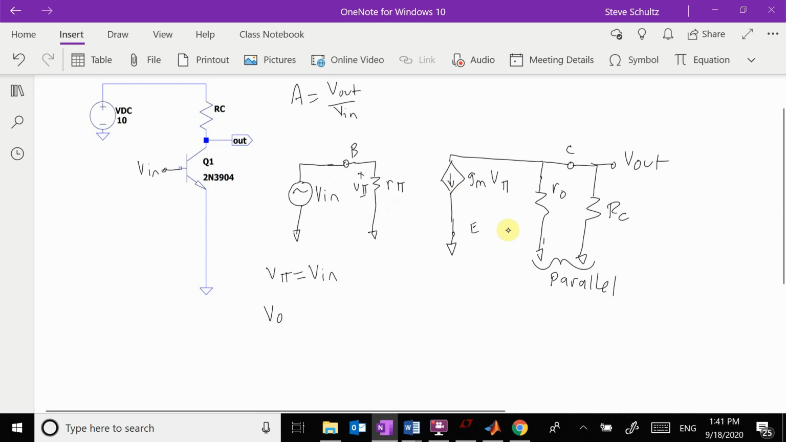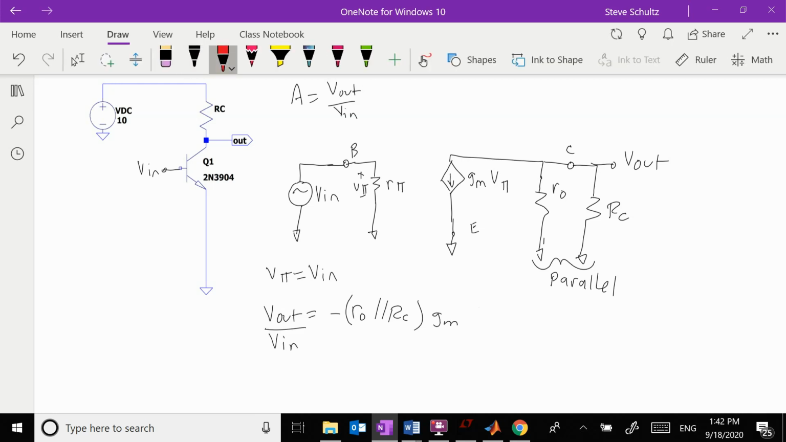So we see that V out is equal to minus RO in parallel with RC times gm times V pi. Well, V pi is equal to V in, and we take the V in off and move it over here. And then this is my gain equation here.